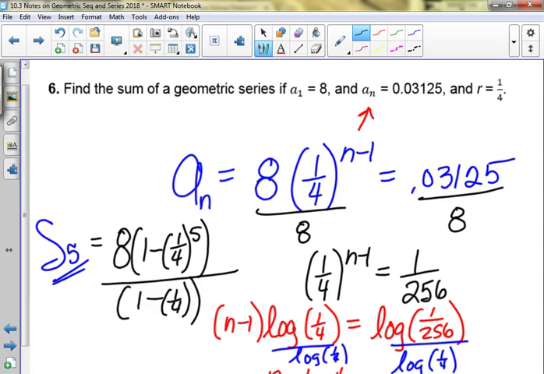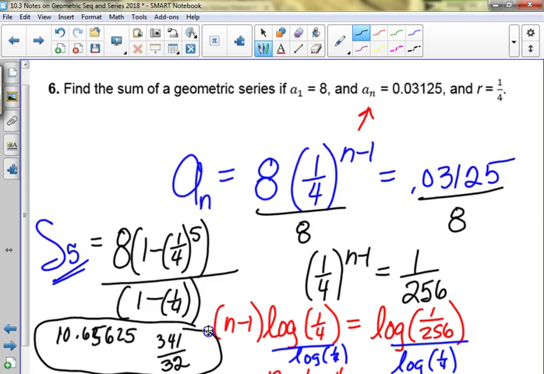$10.65625, which is exact, or .65625, or 341/32. Did someone else's work out that way?